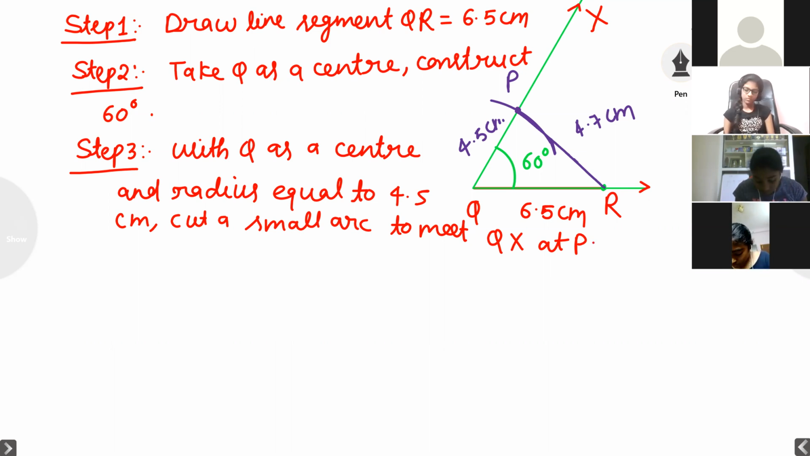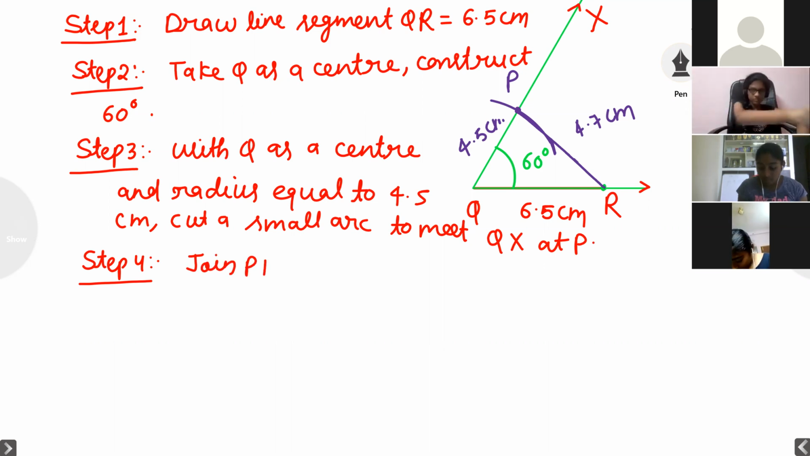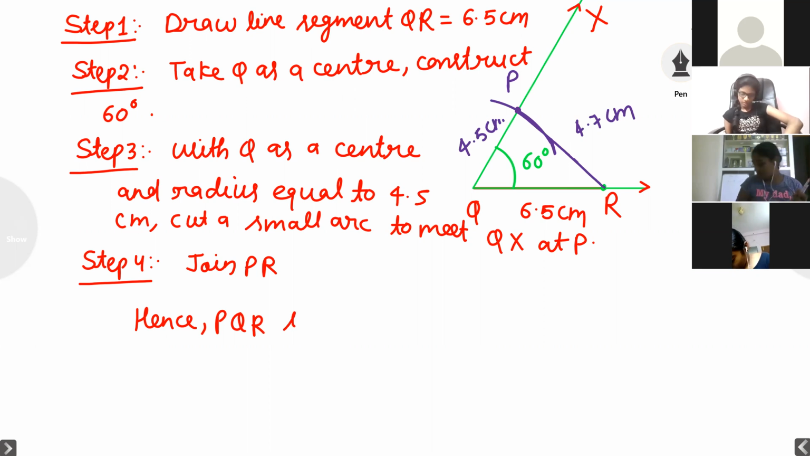Step 4, join PR. Hence, PQR is the required triangle.